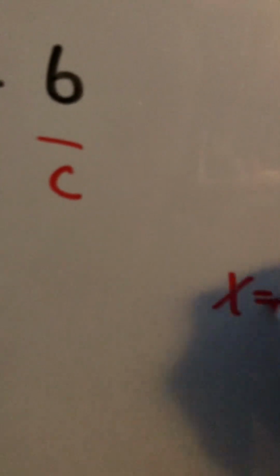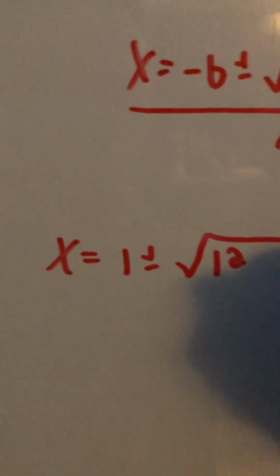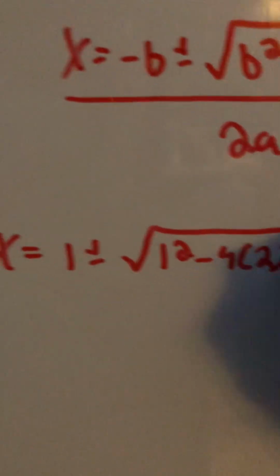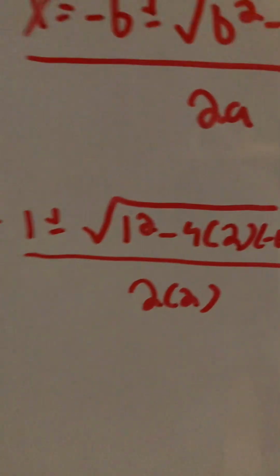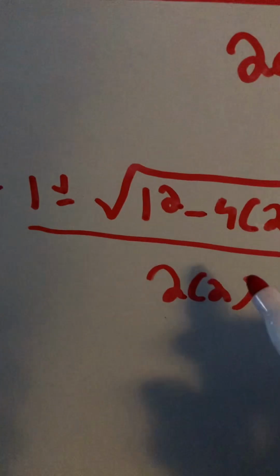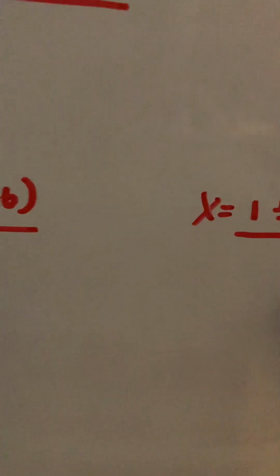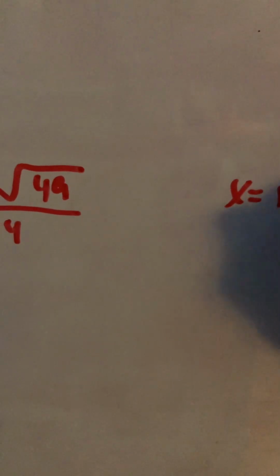So x is equal to positive 1 plus or minus the square root of 1 squared, which is b, minus 4 times 2, which is a, and then times c, which is negative 6, over 2 times 2. Now I'm going to simplify what's inside the square root. It says x is equal to 1 plus or minus the square root of 1 squared minus, or plus actually, 48. So it's the square root of 49 over 2 times 2, which is 4. The square root of 49 is just 7. So x is equal to 1 plus or minus 7 over 4.